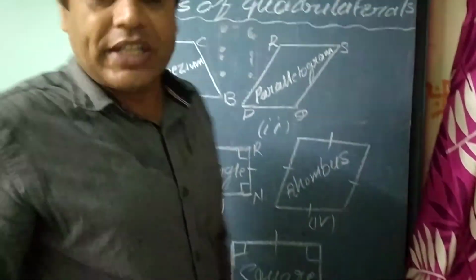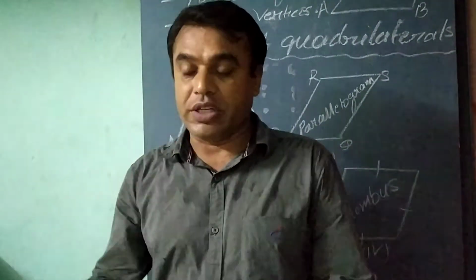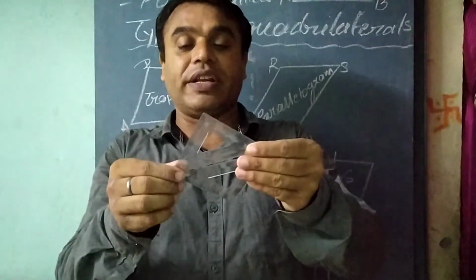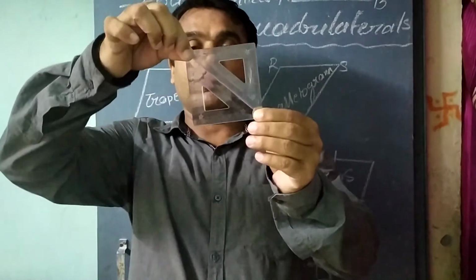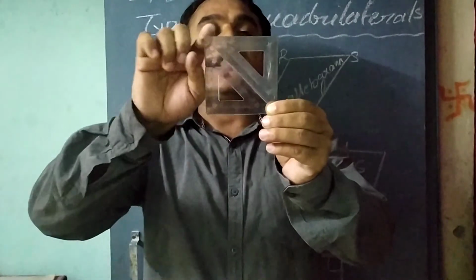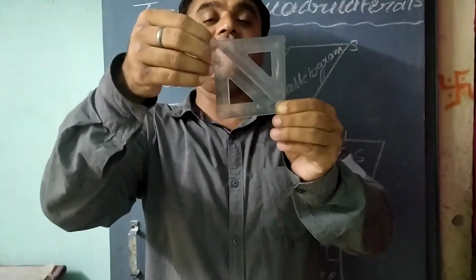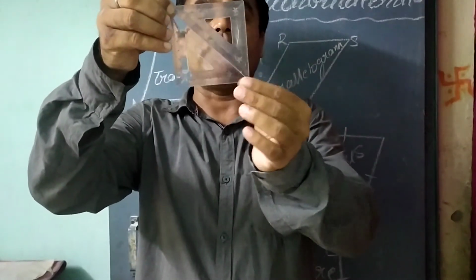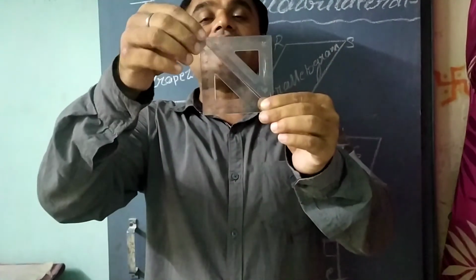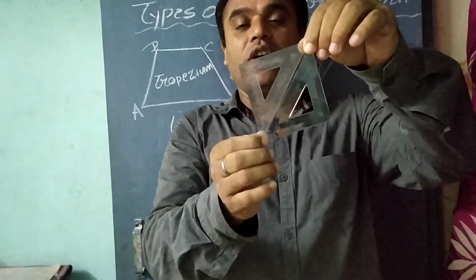With the help of set squares, we can also construct a square. You can see here, I have got two set squares of 45 degree, 45 degree and 90 degree. So with their help, we can construct a square. This is a square. A square has all sides equal, and each angle is 90 degree. This one is 45 and this one is 45, so 90 degree, and this one is 45 and this one is also 45, so 90 degree. So opposite angles are equal, opposite sides are also equal, and all sides of a square are equal. So this is a figure of a square.